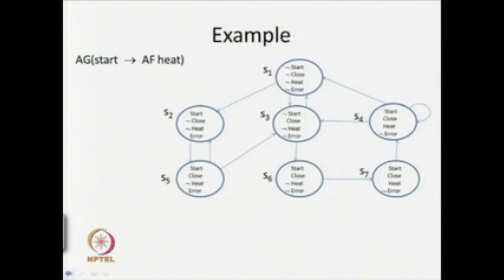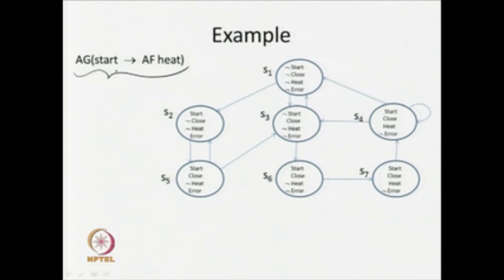Now, after knowing this particular fairness concept, let us come back to our microwave oven example. We have come up with this model which has 7 states, and we tried to check the formula AG start implies AF heat. When we apply our normal model checking algorithm, we found that this formula is not satisfied by this model.